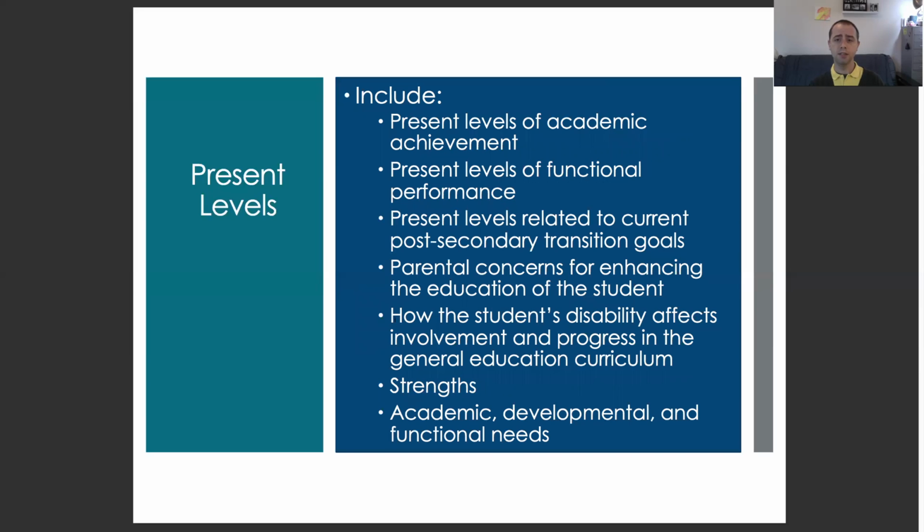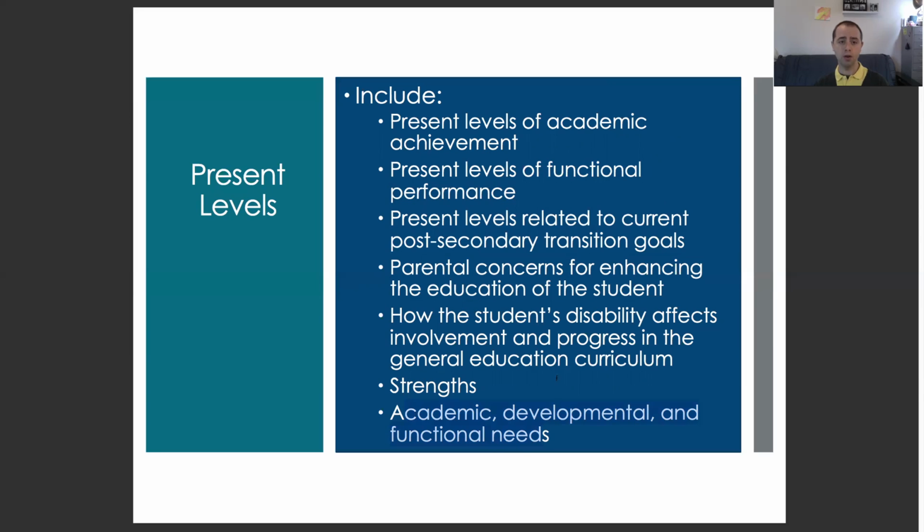The present levels include academic achievement. They also include functional performance, transition, which we're going to talk about here in a few moments. If there are any parental concerns, how that kiddo's disability is going to affect their involvement with both the general education classroom and also the general education curriculum. We also focus on the strengths in those present levels and also any academic and developmental needs.